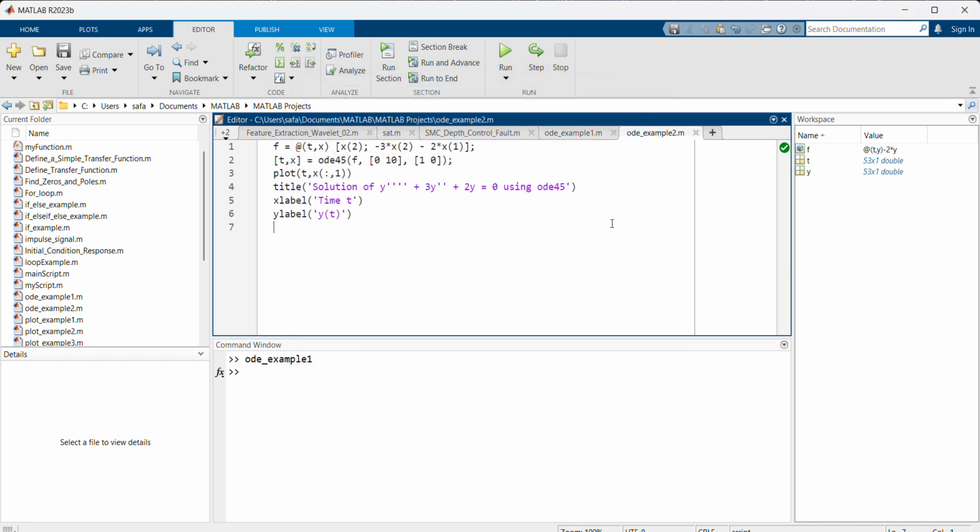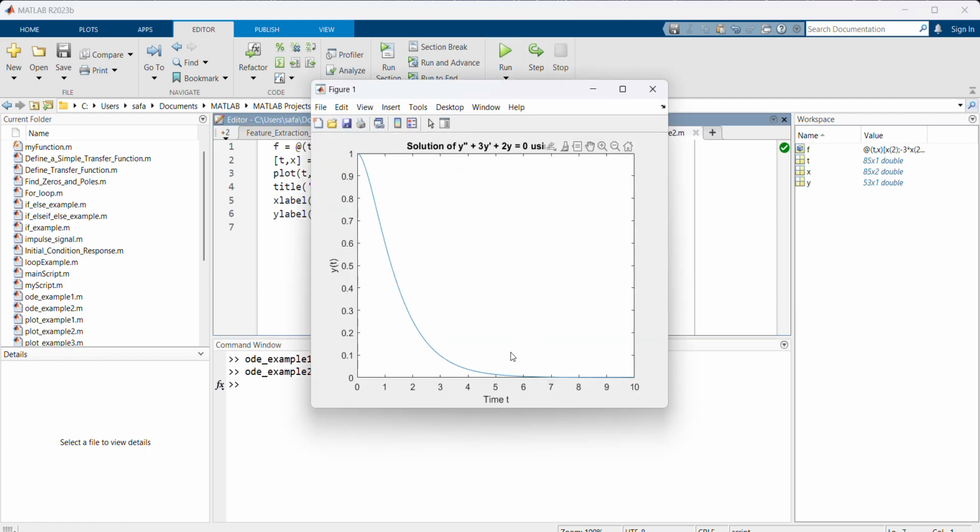Okay, and next example 2, second order ODE, and our equation is y double prime plus 3y prime plus 2y equals 0, and initial condition is y(0) equals 1 and y prime(0) equals 0. Okay, run, and you can see the solution.